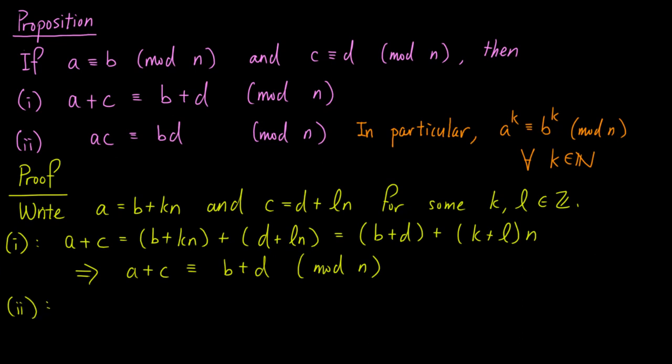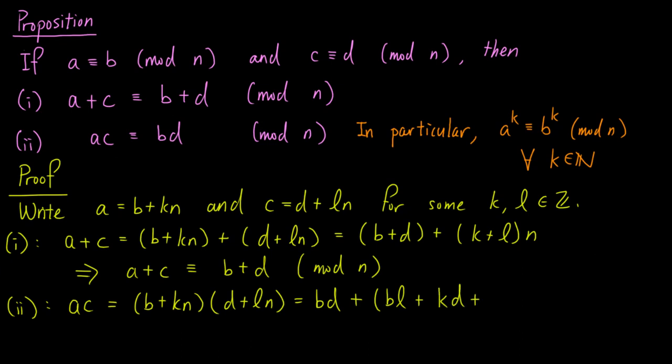For the second statement, we compute a times c, which is equal to (b plus k times n) times (d plus l times n), which is equal to b times d plus 3 other terms, all of which have a common factor of n, so we can take out n to get (b times l plus k times d plus k times l times n) times n. This implies that a times c is congruent to b times d mod n.